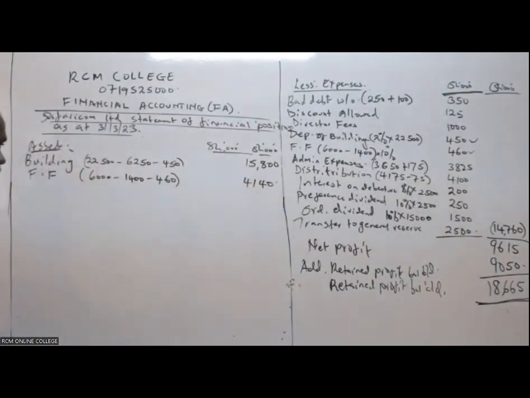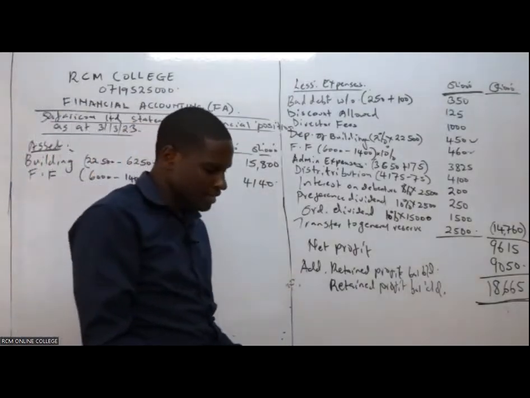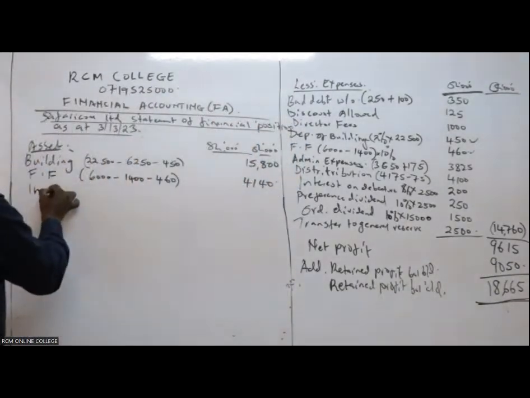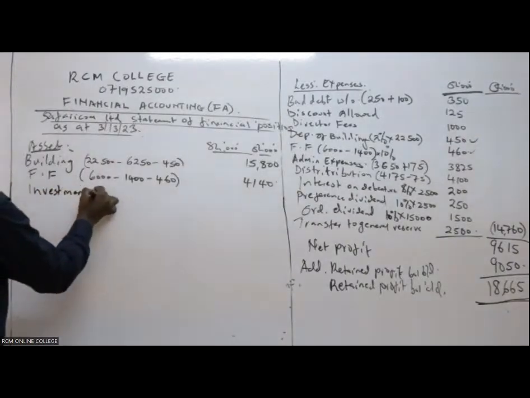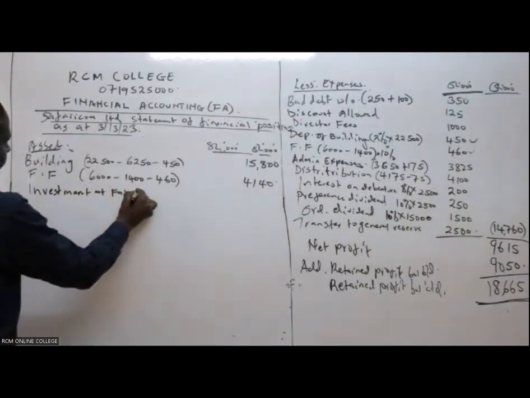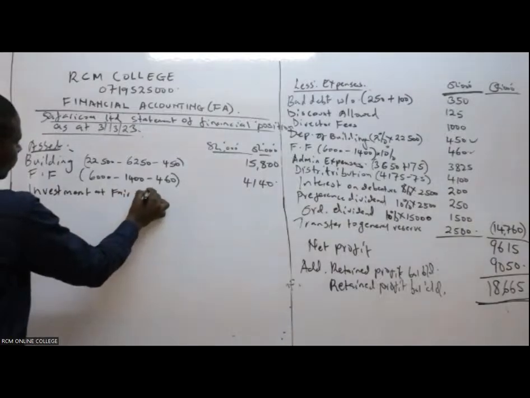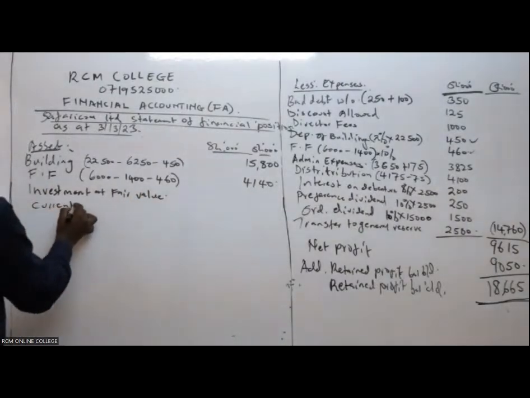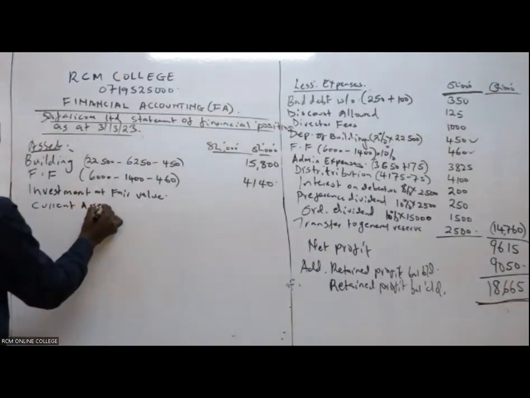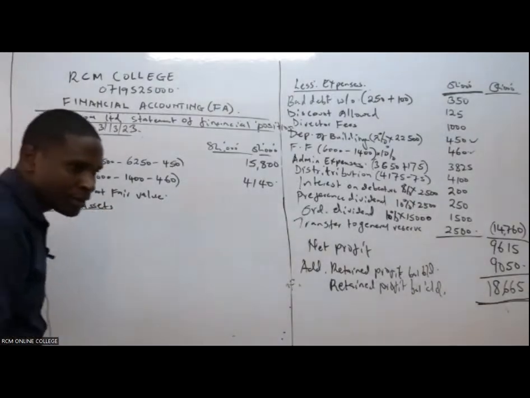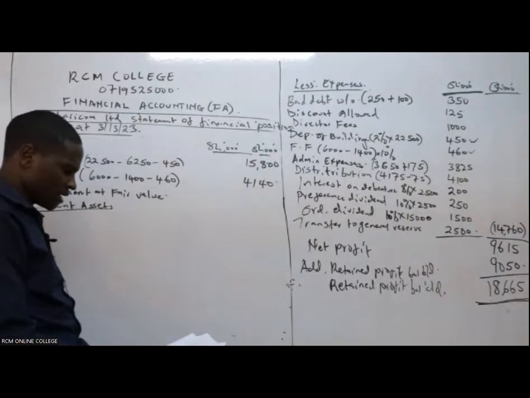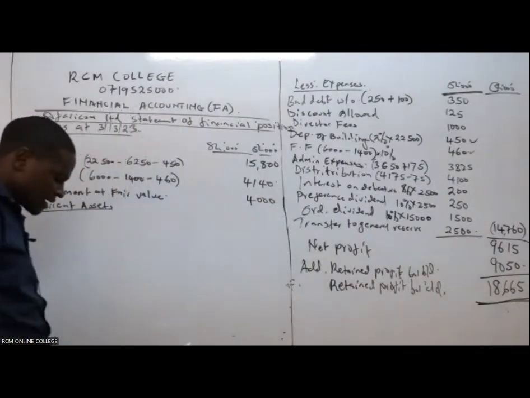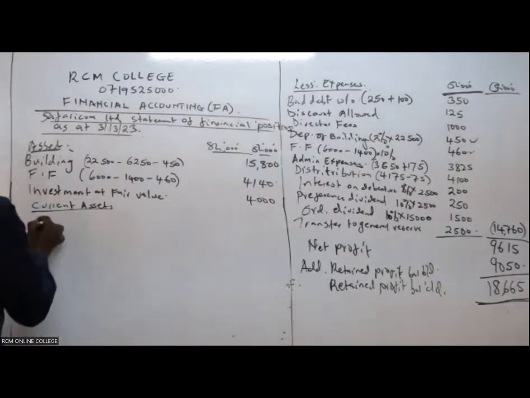And then we had the last item in that question, which was investment at fair value. How much was it? For those who have the question, how much was it? Then we go to the current assets. How much was it? I can see it was 4,000. So for the current assets, we have inventory.